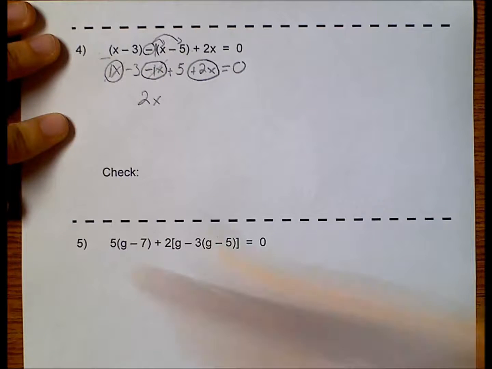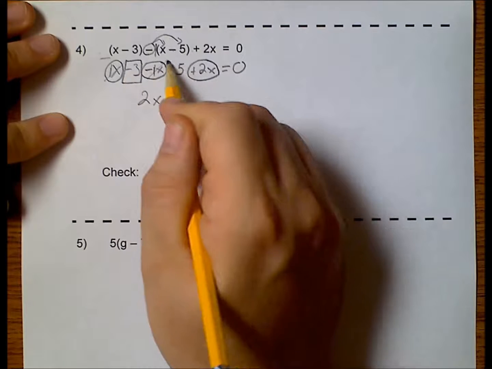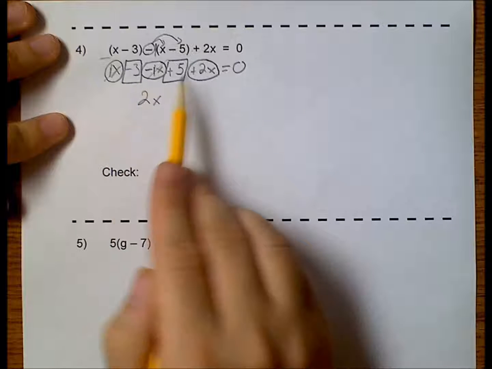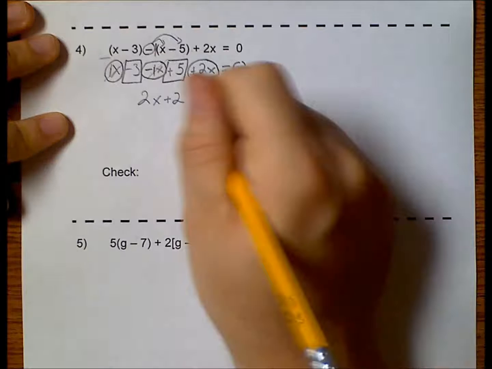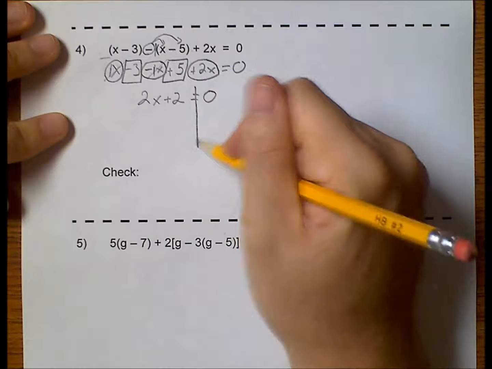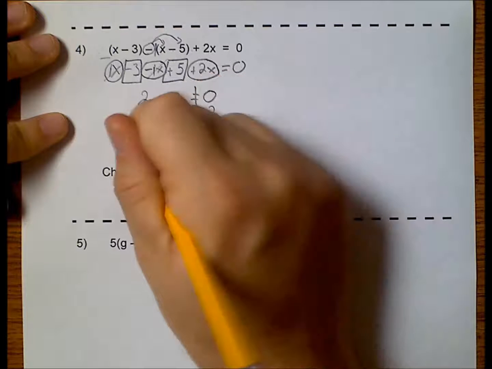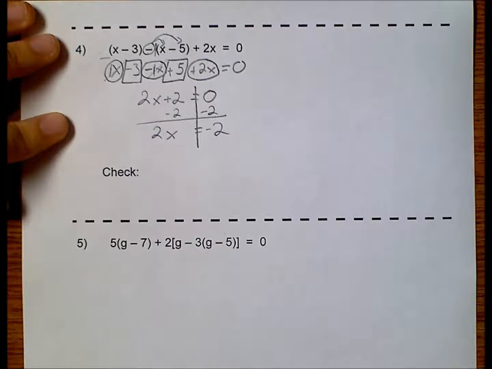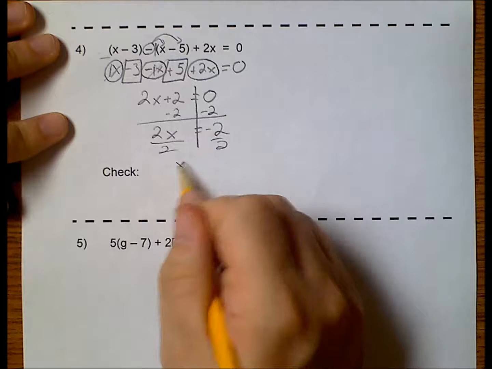Now I've still got two regular numbers. I've got this minus 3 and this plus 5. Well, negative 3 plus 5 would be positive 2. And this equals 0 still. Now we have our two-step equation. I'm going to subtract 2 from both sides. 2x equals a negative 2. And now I divide both sides by 2, and I get that x equals a negative 1.